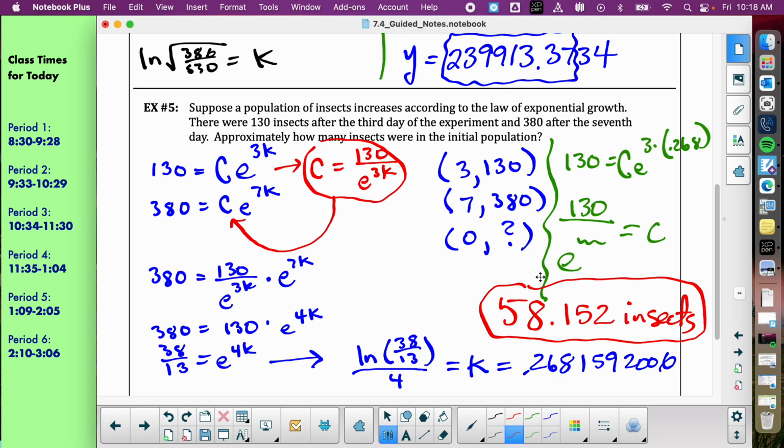Honestly, I would not expect any issues if you did something like that on the AP test. So if you decided to make the 3rd day day 0 and the 7th day day 4, and then be able to find C and K right away, and then plug in -3 for time, it gets the same answer. I can't see any reason why they would mark that off, as long as you say, let it be known that day 3 equals time 0.